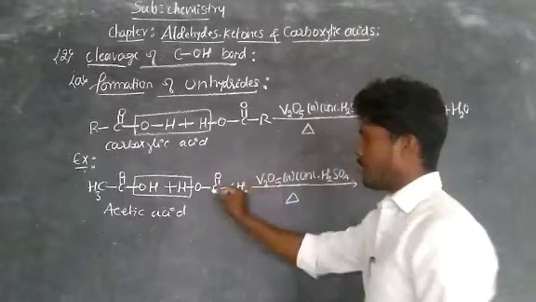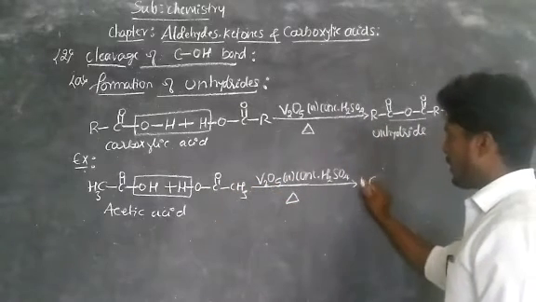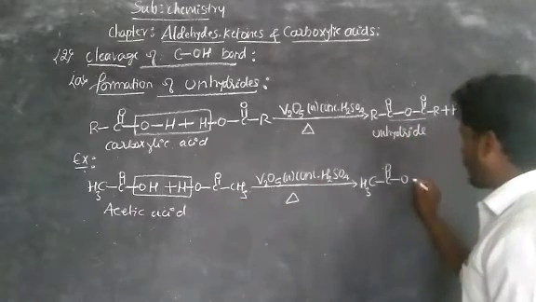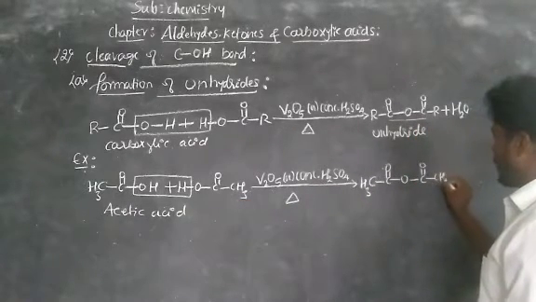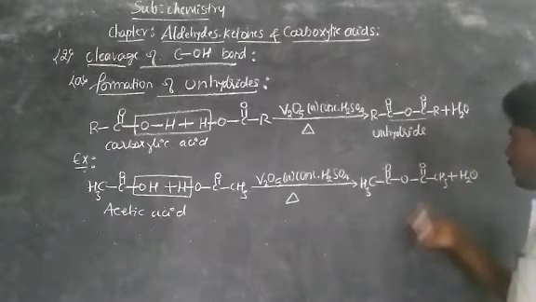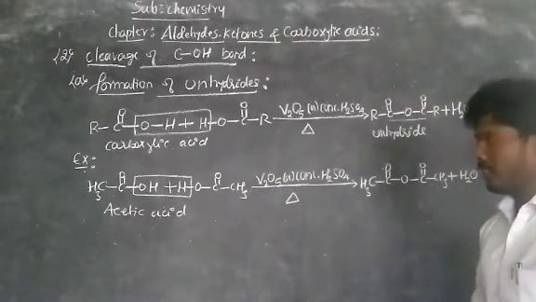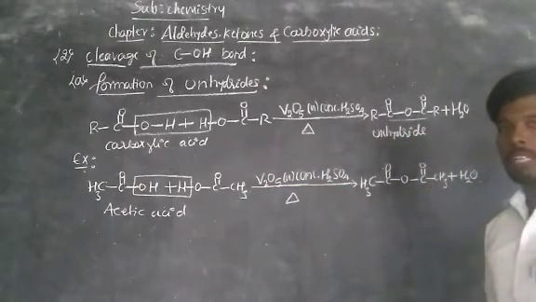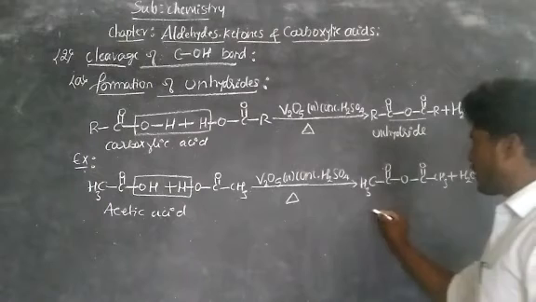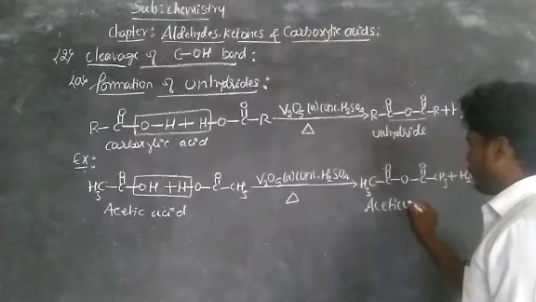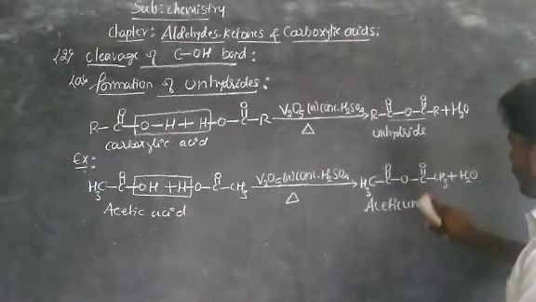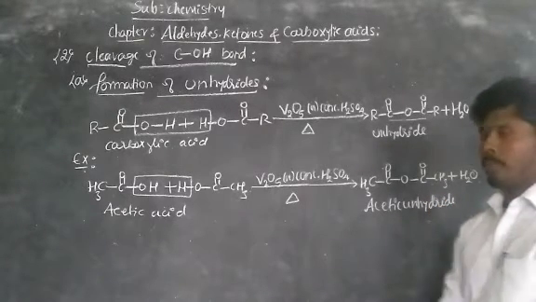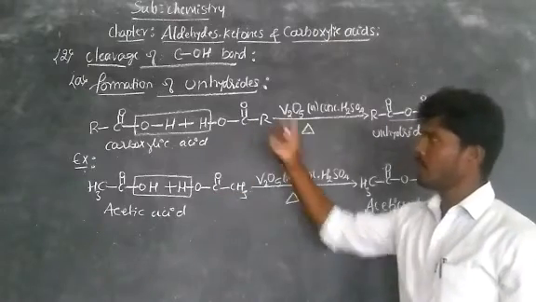These two mixtures on heating, what do you get? Observe, CH3, C double bond O, this one, and C double bond O, bond CH3, plus H2O. Now what is its name? Acetic anhydride. This is acetic acid and we call this acetic anhydride. Carboxylic acid gives carboxylic anhydride, or simply we call it anhydride. So its name is acetic anhydride. Okay, so this is the reaction that shows cleavage of the C-OH bond.